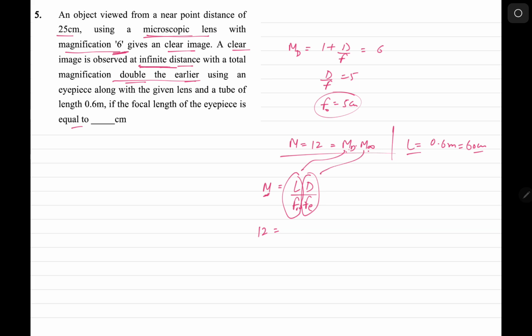I'm using this formula again because of the variables given: L, D, FO, FE. So 12 is equal to L, given as 60 centimeter, D is 25, FO we calculated as 5, and we'll calculate FE. While calculating this, we get FE is 25 centimeter. So that is the answer: 25 centimeter is the answer.